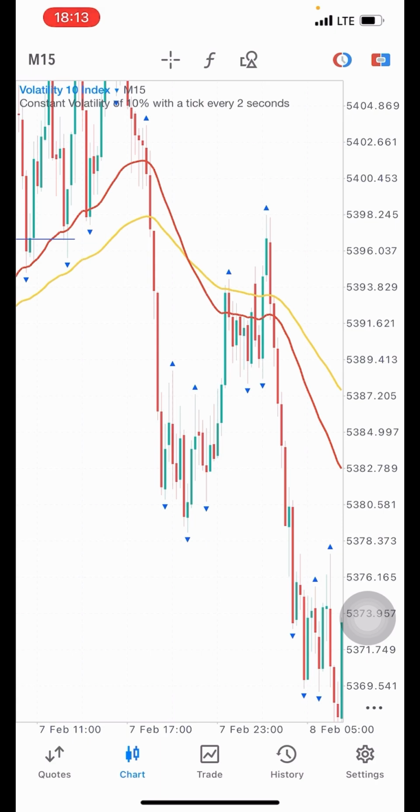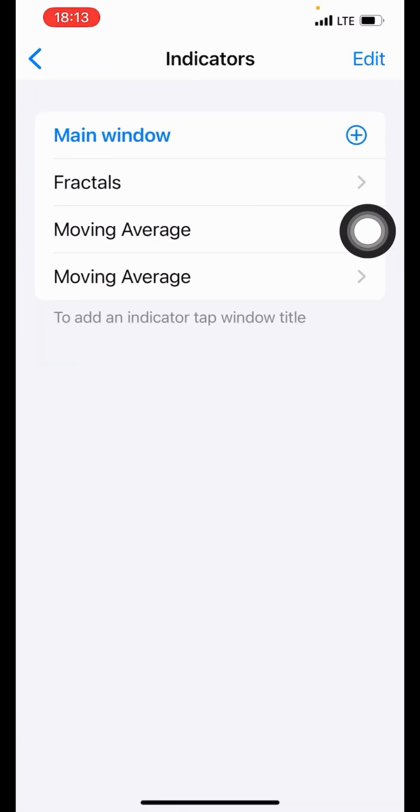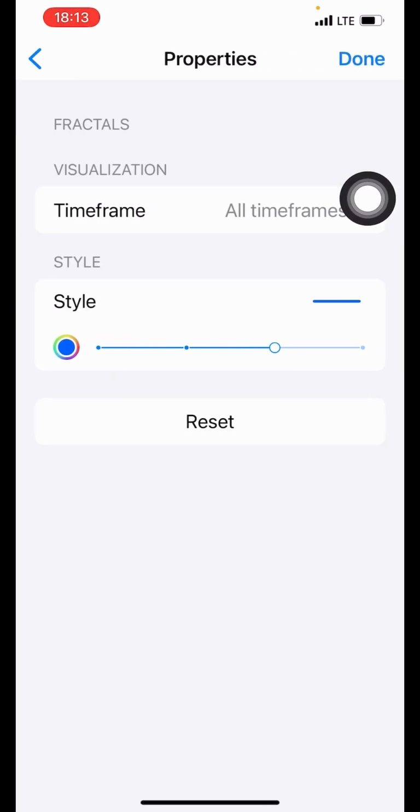Now for this strategy, we have two moving averages, as you can see. So you click on this F icon here. After clicking on that, you search for your fractal. You click on the main window plus icon, you search for your fractals. These are the properties for the fractal. You can see not many settings here, so you can use the default settings or you change the color for the style to blue, 3 pixel, and that's that for the fractal.